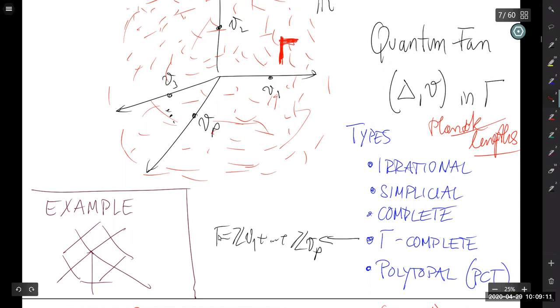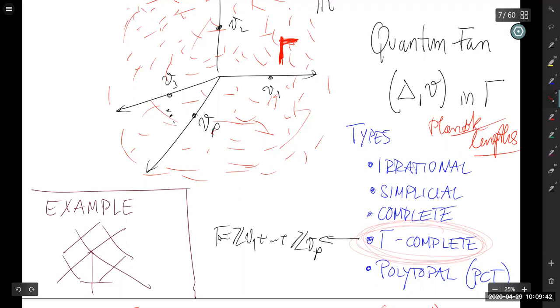Now, of course, the fan in the past had to be rational, but now it can be irrational. And it is required to be irrational to be truly non-commutative. In the rational case, the whole situation is Morita equivalent to a commutative situation, and you end up with a classical toric variety. It can be simplicial or not simplicial, more on this later. It can be complete or not complete. It can be gamma complete.